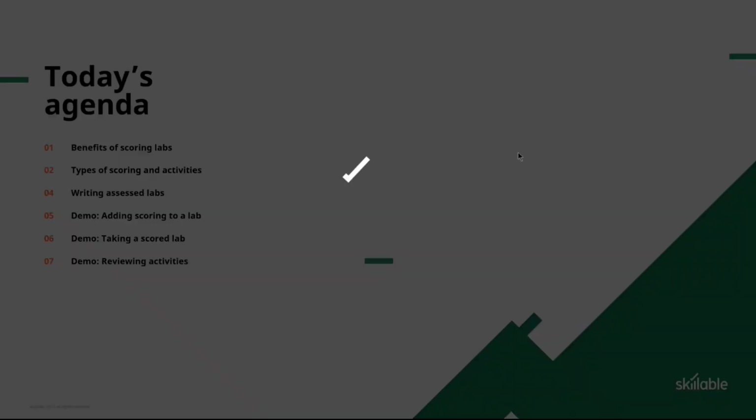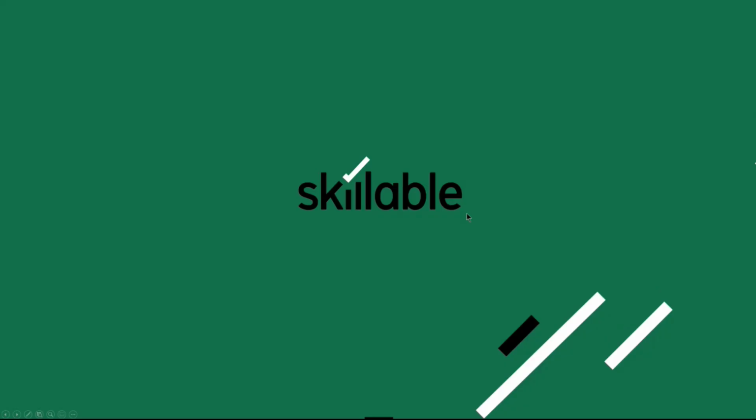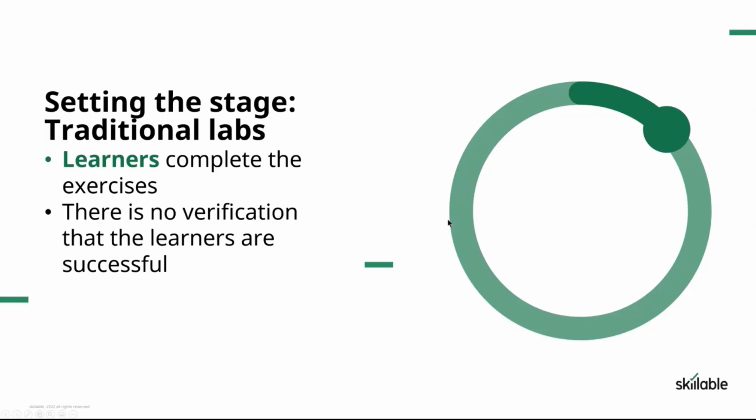All right, question for you. First I've got to give you the really cool animations here. There we go. All right, setting the stage. Traditional labs are great. I've written traditional labs for a very long time. In traditional labs, learners complete the exercises, and we assume that they complete them. But generally speaking, there's no formal verification that the learners are successful.